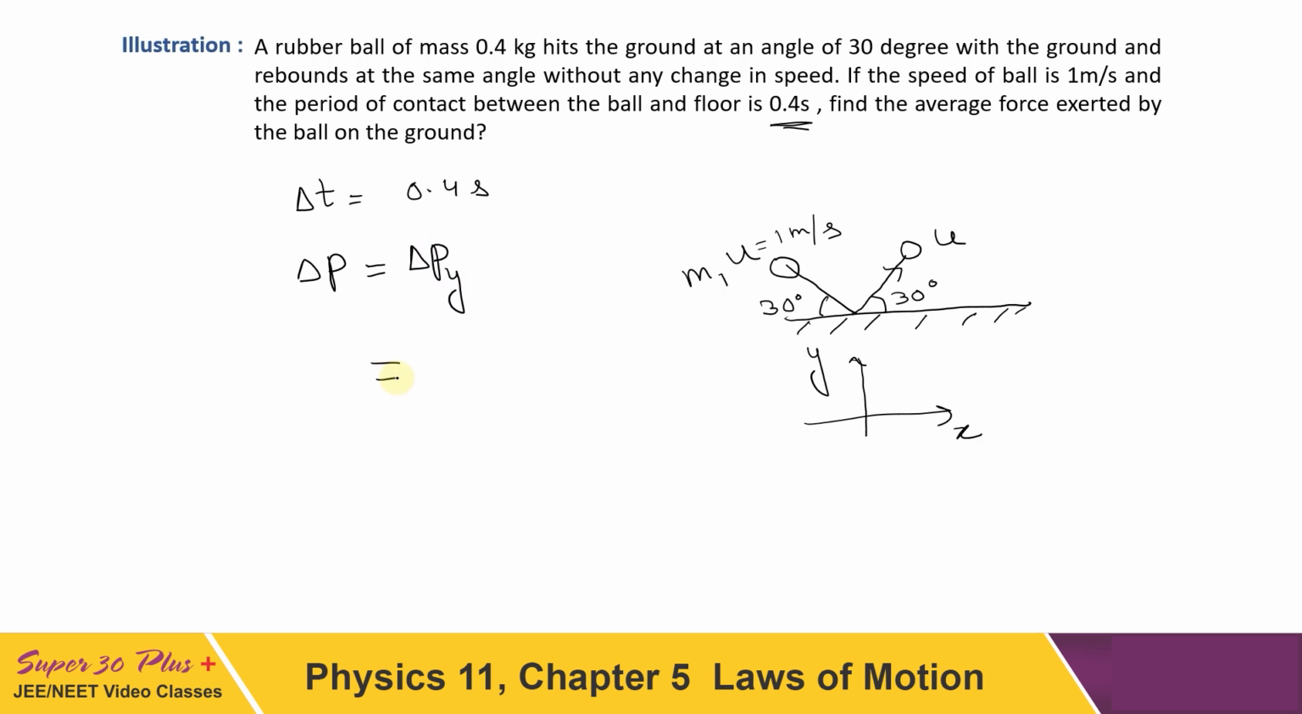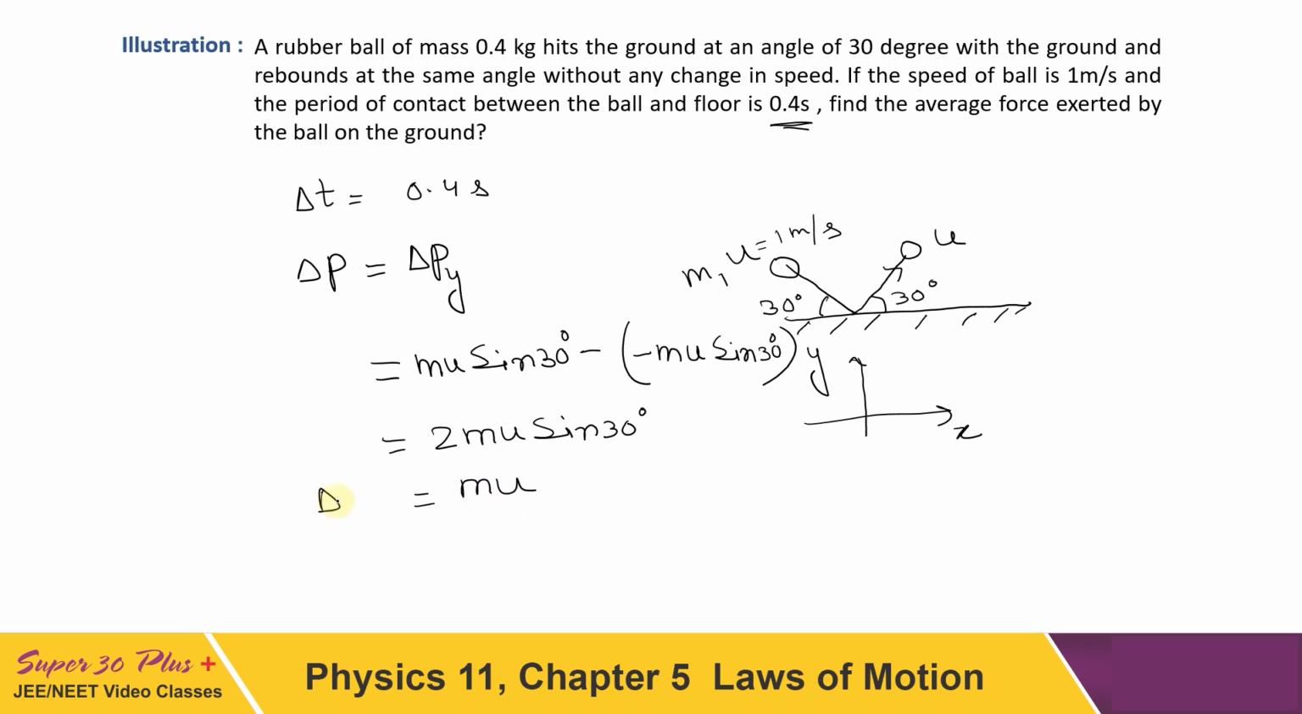And what is the direction? Before striking it was mu sin 30 vertically downward. After striking it is mu sin 30 vertically upward. So the change will be mu sin 30 degree minus of mu sin 30 degree. Both are in opposite directions, so if I put plus for one, for the other it has to be minus. That is equal to 2 mu sin 30 degree, and sin 30 degree is 1 by 2, so that is numerically equal to mu. So this is the change in momentum.